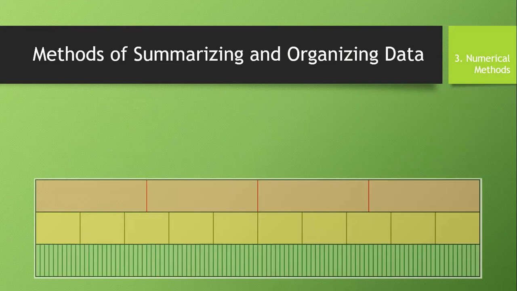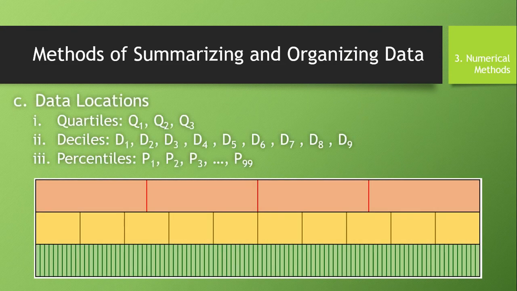Next we will discuss the measures of data location. We have 3 types: quartiles, deciles, and percentiles. Quartiles, if you're familiar with basketball, you have first, second, third, fourth quarter. However, we will be dealing only with Q1, Q2, and Q3. This value here refers to the Q sub 0. This one refers to Q sub 1. This one refers to Q sub 3.